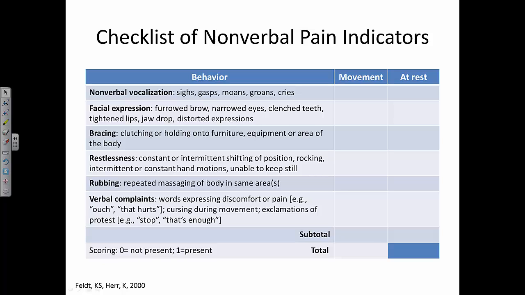have unrelieved pain. Bracing refers to clutching onto furniture or equipment such as bed rails. Restlessness, so is the patient rocking back and forth to try to relieve their pain? Or constant hand motions. The patient might be rubbing the area of the body that hurts, or they may be making other verbal complaints such as ouch or that hurts. And this could occur when they're not moving or when they're being manipulated for procedures such as the insertion of an IV line.